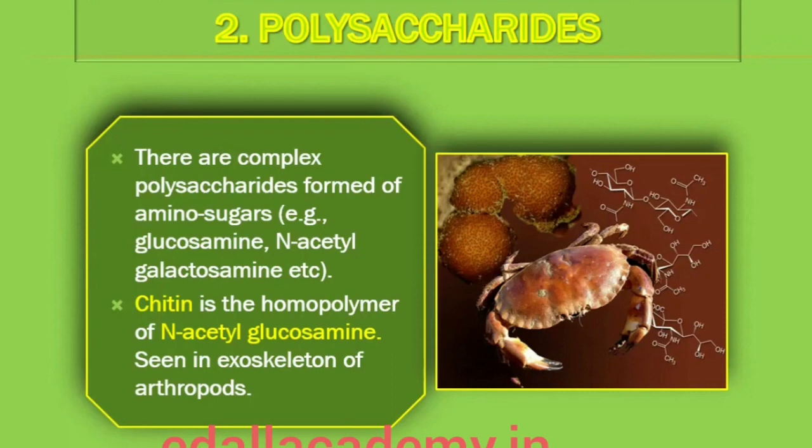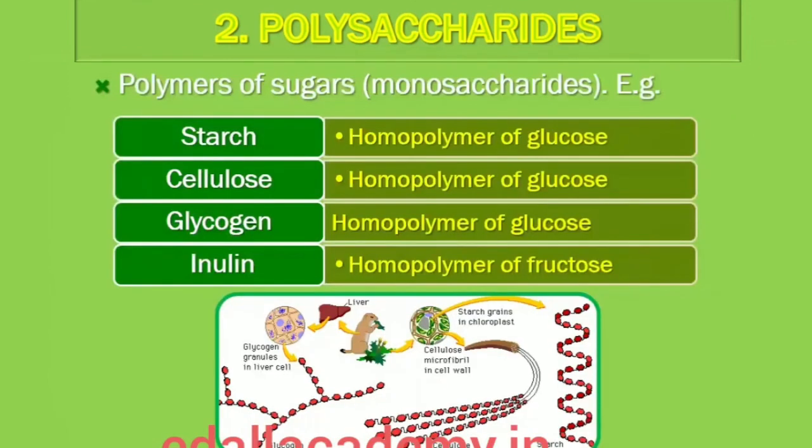These polysaccharides are formed by the condensation of two or more types of monosaccharides. For example, exoskeletons of arthropods have a complex polysaccharide called as chitin. These complex polysaccharides are homopolymers. Then another example is inulin. It is a polymer of fructose. So these are all some examples given for polysaccharides.